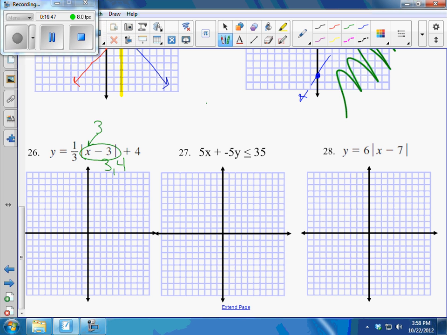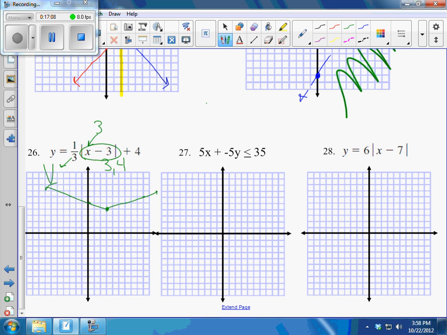I'm going to go over 3, up 4. Here's my vertex. It's a regular V because my A is a positive 1/3. So I'm going to go up 1 and over 3 to the right and to the left. And maybe do this a couple times just to get an idea of the line. And then you can make your V. Very, very wide. And it's very wide again because A is less than 1.